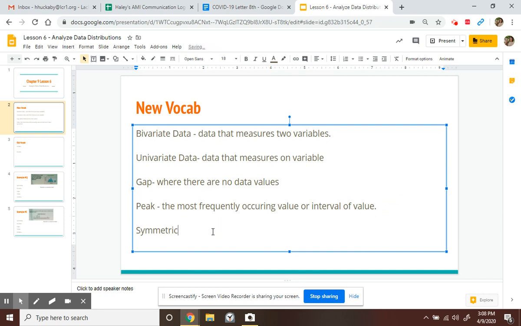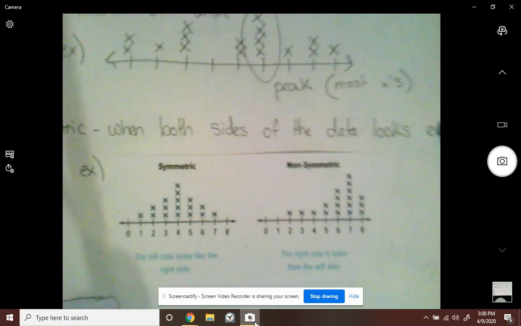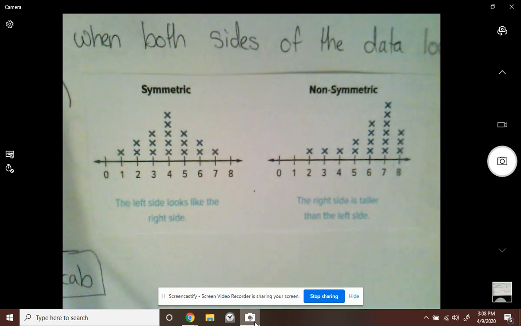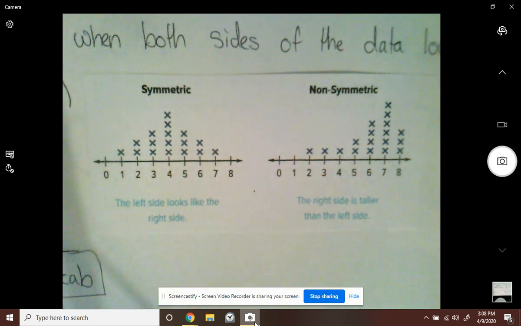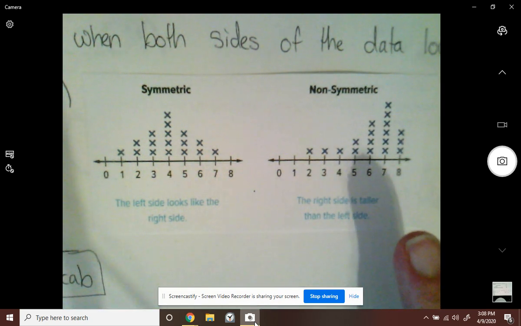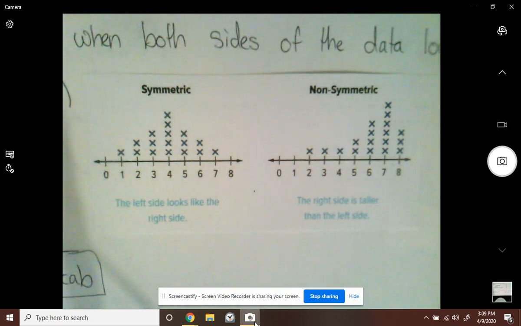Okay, symmetric, you guys have heard this in art class. It's when both sides of the data look even. So if you look at these two graphs right here, you can see that the first one is definitely symmetric. The left side looks just like the right side. Whereas here it's uneven because the right side is a lot taller than the left side. All right.